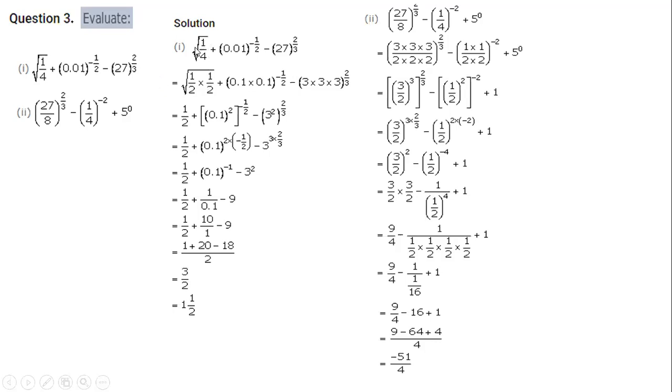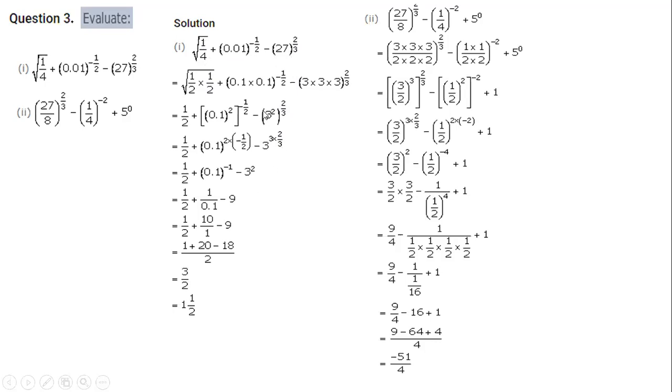Come to the third one, we have to evaluate this: square root of 1 by 4, 0.01 power minus 1/2, 27 power 2/3. This strikes an idea that 27 can be written as 3 power 3. Sorry, this is 3 power 3. By mistake, I have written 3 square. This is 3 power 3 into 2/3. So we are left only with 3 power 2.